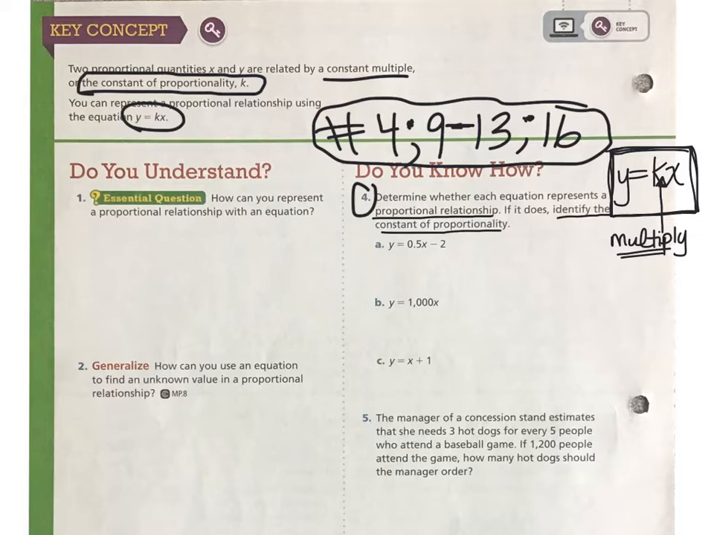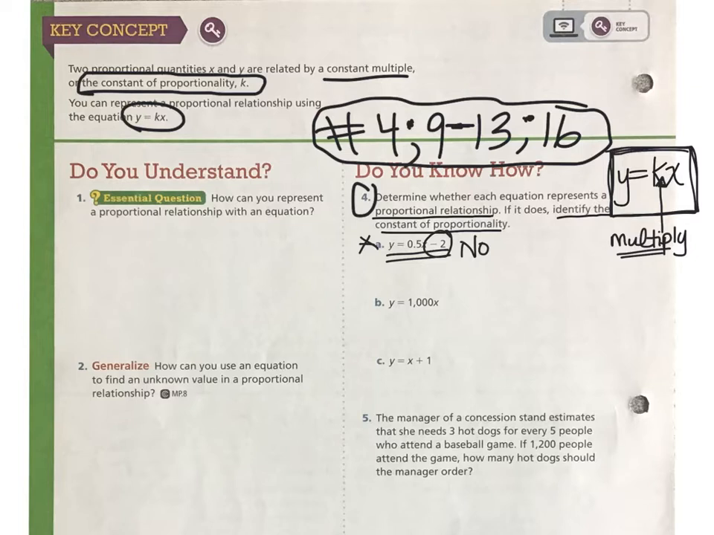So now examine equation A for number 4. Y equals 5/10 x minus 2. Does this fit the form of our equation y equals k times x? No, it does not. What do you notice is different about this equation in part A compared to our equation for a proportional relationship, y equals kx? Do you see the subtraction? When you see that subtraction, that tells us we do not have a proportional relationship.